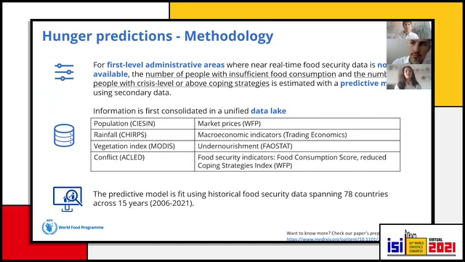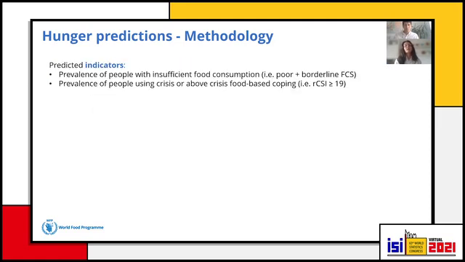So we still would like to estimate the number of people with insufficient food consumption and the number of people with crisis level or above coping strategies. To do so, we use a predictive model that is fit using historical data and secondary data. These data are related to the 3 main drivers of food insecurity, or what the experts consider the 3 main drivers of food insecurity, that are conflicts, extreme weather events, and economic shocks. Our model was fit using secondary data and historical data spanning 78 countries and across 15 years, from 2006 to 2021.